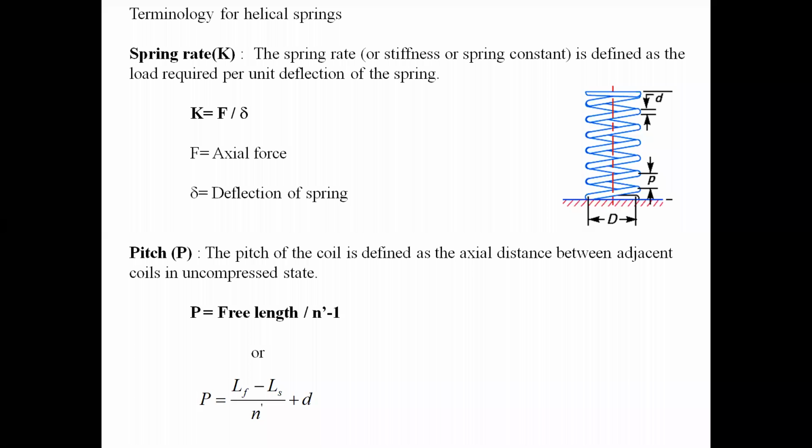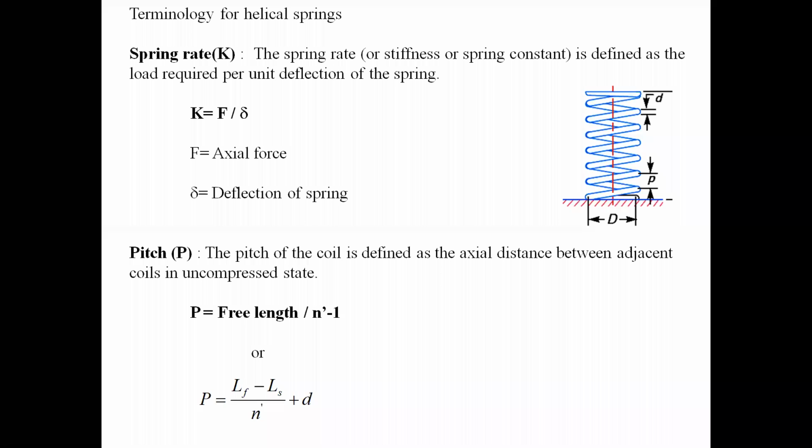The spring rate is defined as the load required per unit deflection of the spring. So if there is a unit deflection, 1 mm or 1 centimeter, how much amount of load is required? Obviously it is a ratio of axial force divided by deflection of the spring.